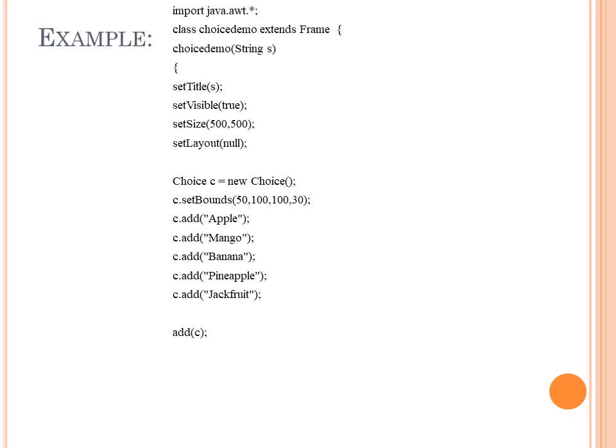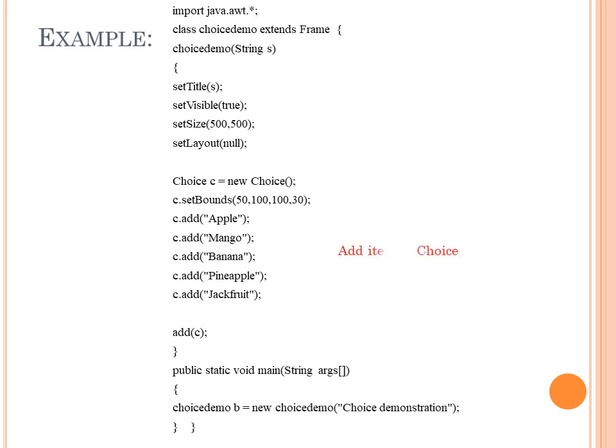Now to add the choice inside your frame, we have to write add inside the bracket c. So your choice object will be added to your frame. Now we have to set the main class, that is public static void main, and then over there we have to define the choice object, that is choice demo. Object name is b is equal to new choice demo, and then we are going to set the title as choice demonstration.